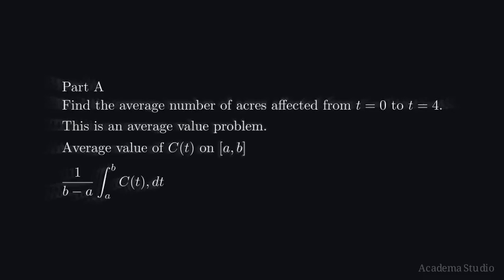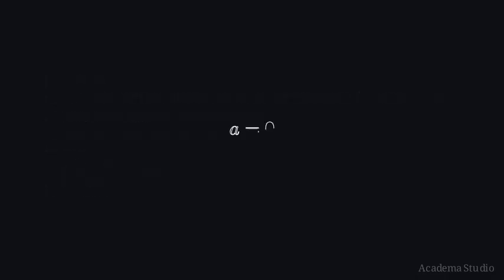Part A asks for the average number of acres affected from time t equals 0 to time t equals 4 weeks. This is an average value problem. It is not asking for average rate of change. The average value of a function C(t) on an interval is 1 over b minus a times the integral from a to b of C(t) dt. Here a equals 0, b equals 4.